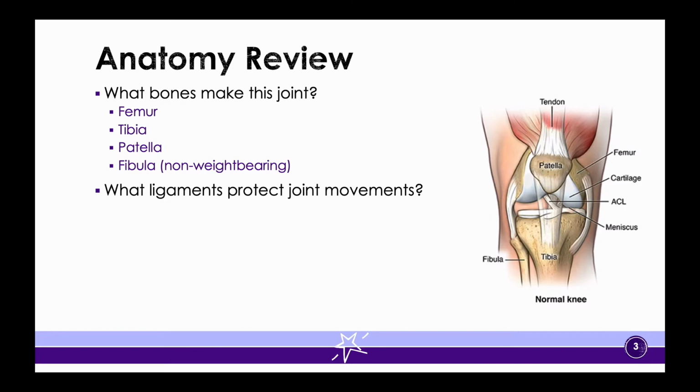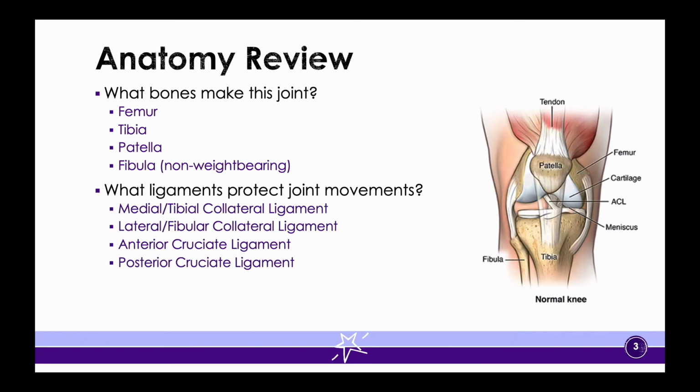As far as the ligaments that are there to protect the joint, we have a variety of them. We have the medial, also known as the tibial collateral ligament. That is going to be on our tibial side here on the medial side, and you can call it either the medial or the tibial collateral ligament. We also have the lateral or fibular collateral ligament. Remember, collaterals are always on the sides of the joints. And then within here, we have the anterior cruciate ligament and the posterior cruciate ligament. So the ACL right here, and then tucked in right behind it, you can see the PCL.